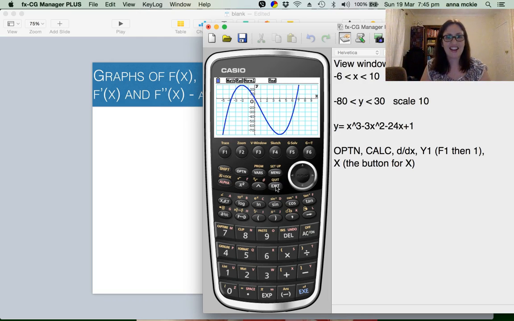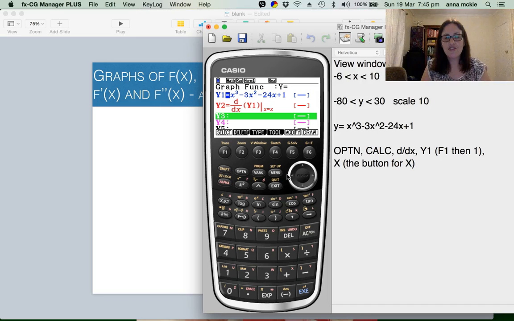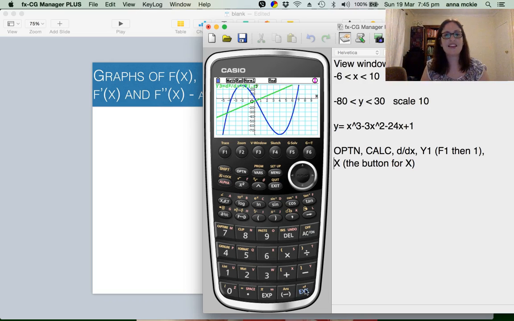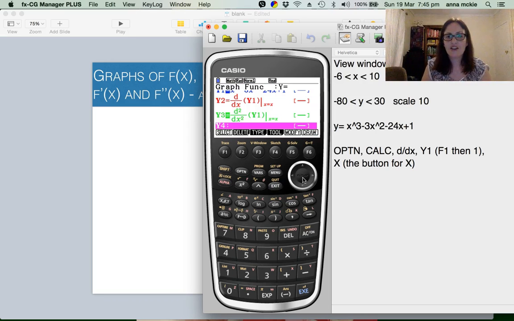Let's have a look at that. So to differentiate using your calculator, we go Option, Calculate, second derivative this time, still of Y1 and our X over here, and let's have a look. Is that a straight line as we predicted? Yes, it is, cutting through there. Let's put on our first derivative graph again and just look at one extra feature that's happening.